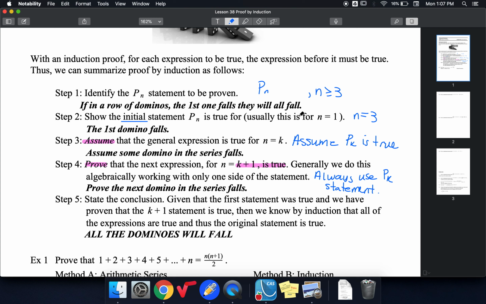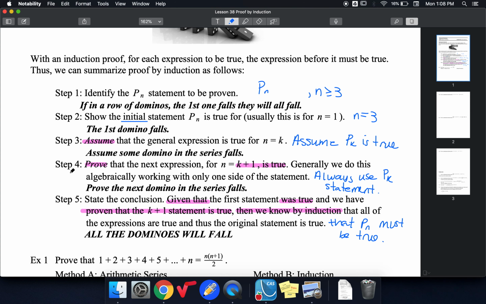If the first one was true and the next one is always true, that means every statement must have been true. So we're going to end by stating our conclusion, and typically this involves writing a sentence. Given that P sub 1, P sub 3, whatever, was true, and we have proven that k plus 1 is true, then we know by induction that all of the expressions are true, and generally we write, then we know by induction that P sub n must be true.